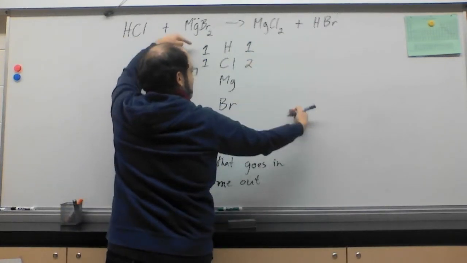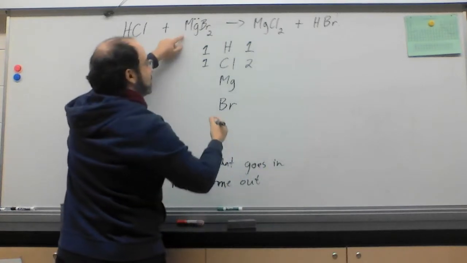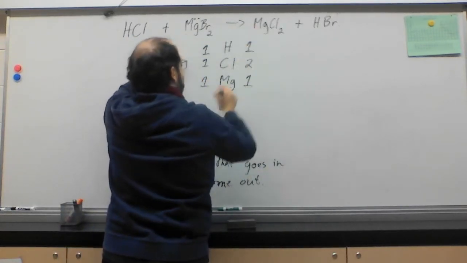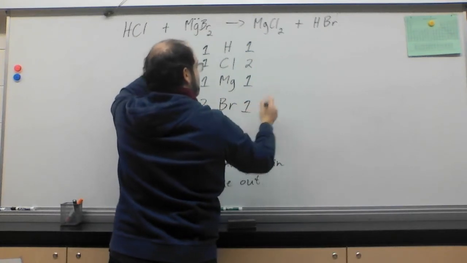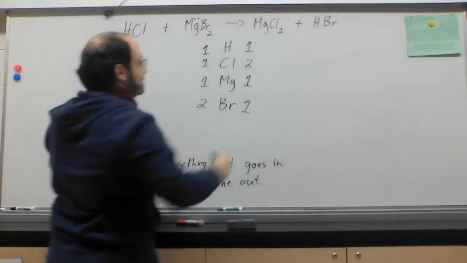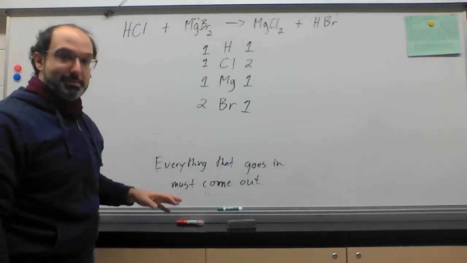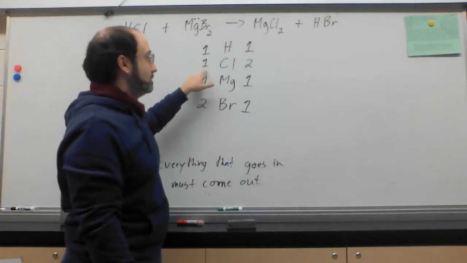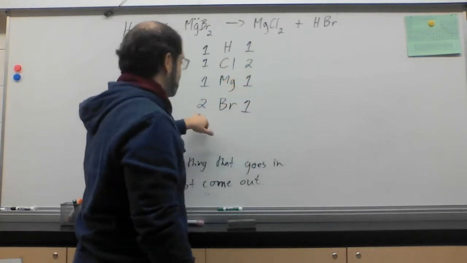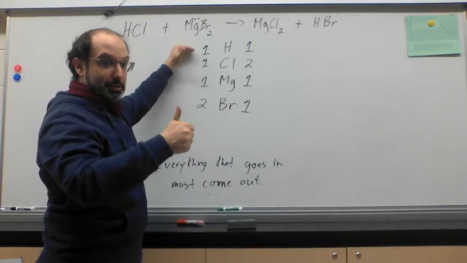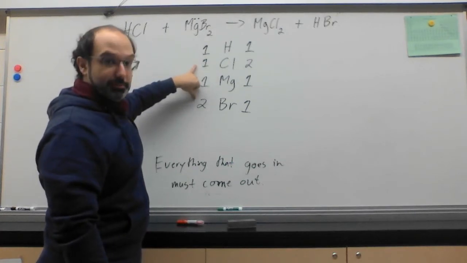It's not like I'm checking them in two different places. I've got one magnesium, but I've got two bromine and one bromine. Now, our golden rule, everything that goes in has to come out. I've got two chlorines, one chlorine here and two there. I've got two of these and one of those. These two guys already check out. They're good, but these two aren't.